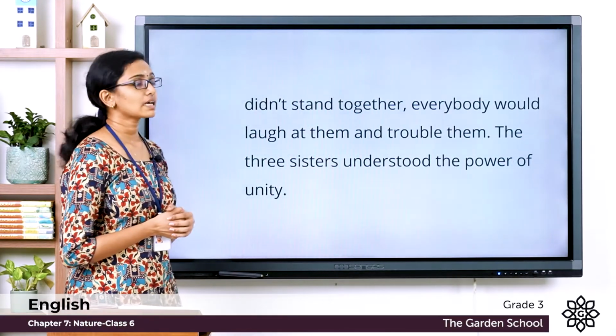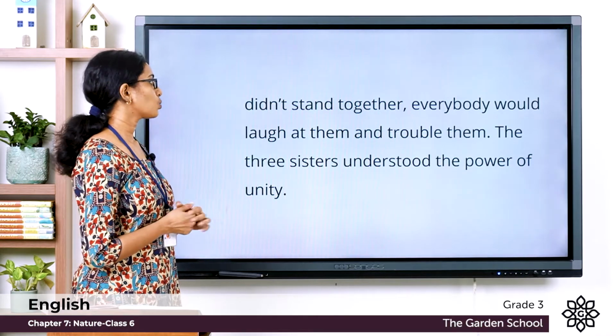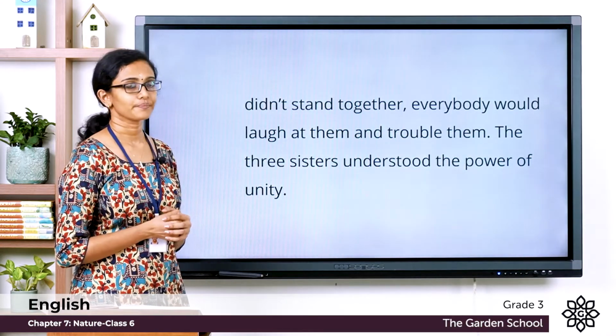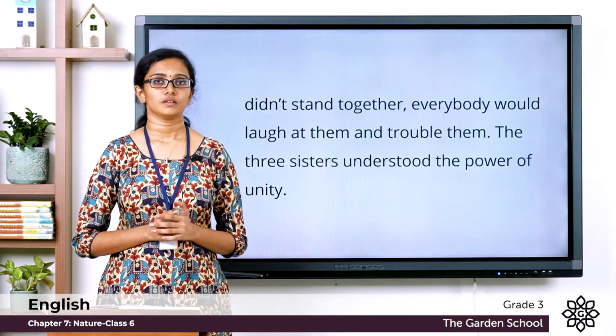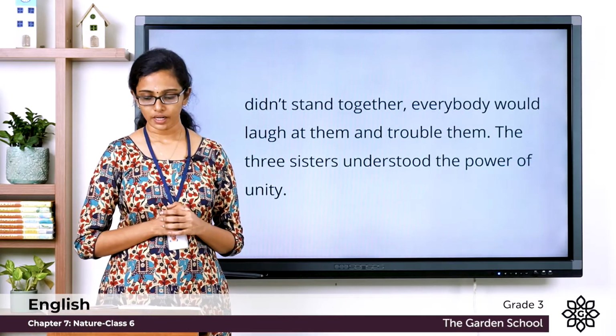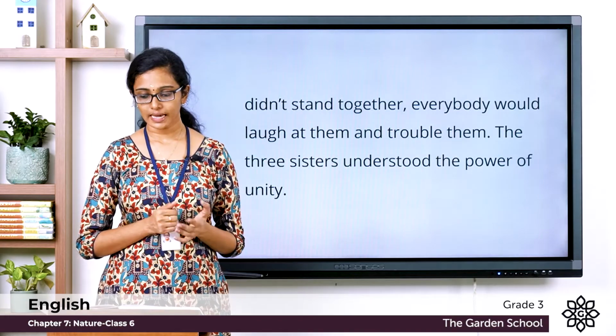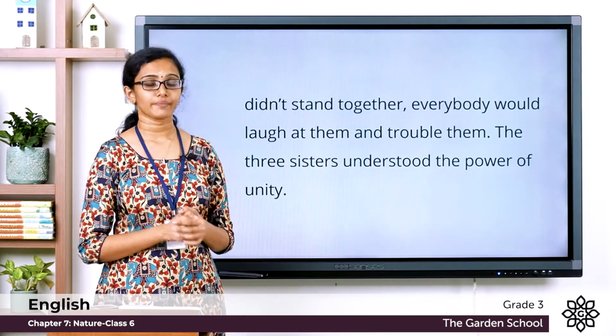If they did not stand together, everybody would laugh at them and trouble them. The 3 sisters understood the power of unity. Let's see the third one. What would happen to the laddoos and the swing if the sisters kept fighting?